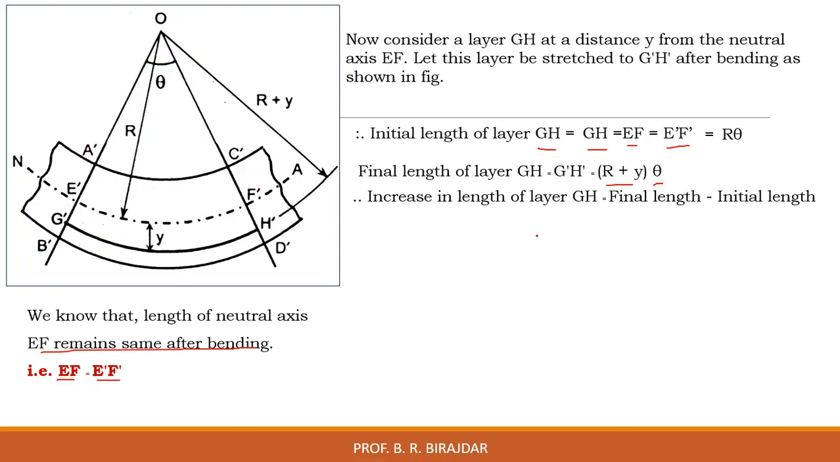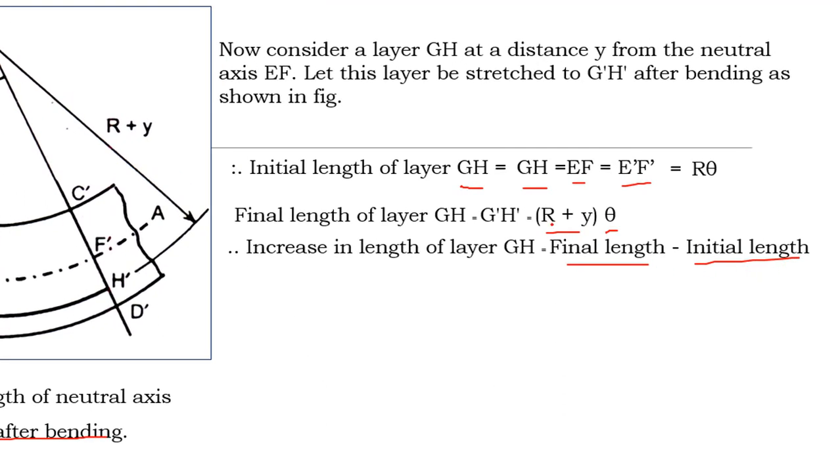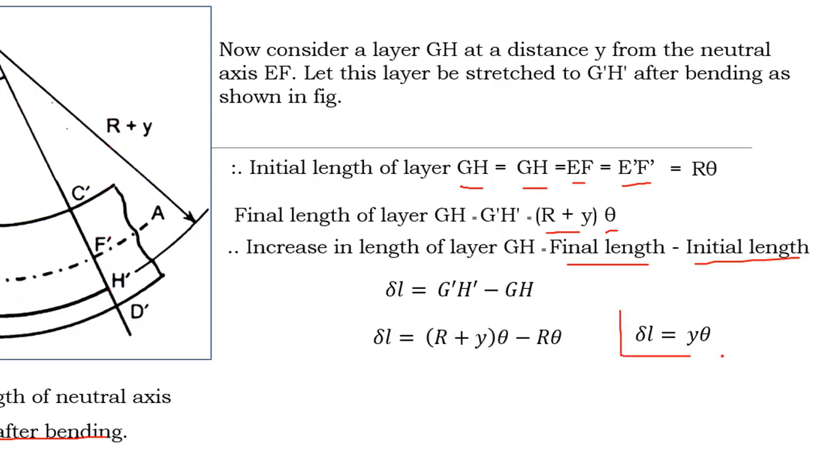Now the increase in length, as we know already, is the final length minus the initial length. The final length is r plus y into theta, and the initial length is r into theta. If we expand this bracket, we get r theta plus y theta minus r theta. The r theta cancels, and we get dl equal to y theta.